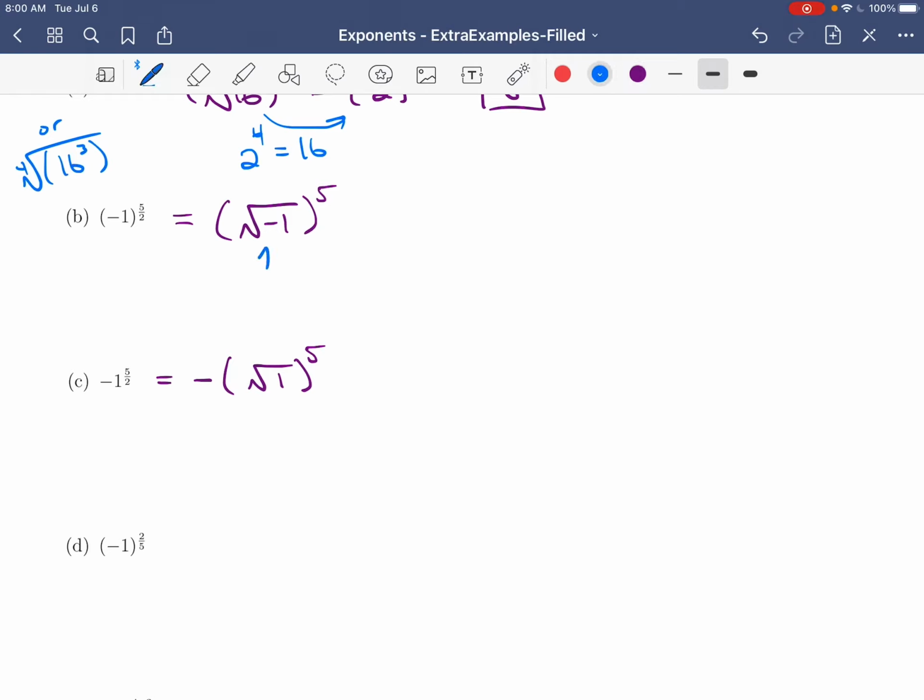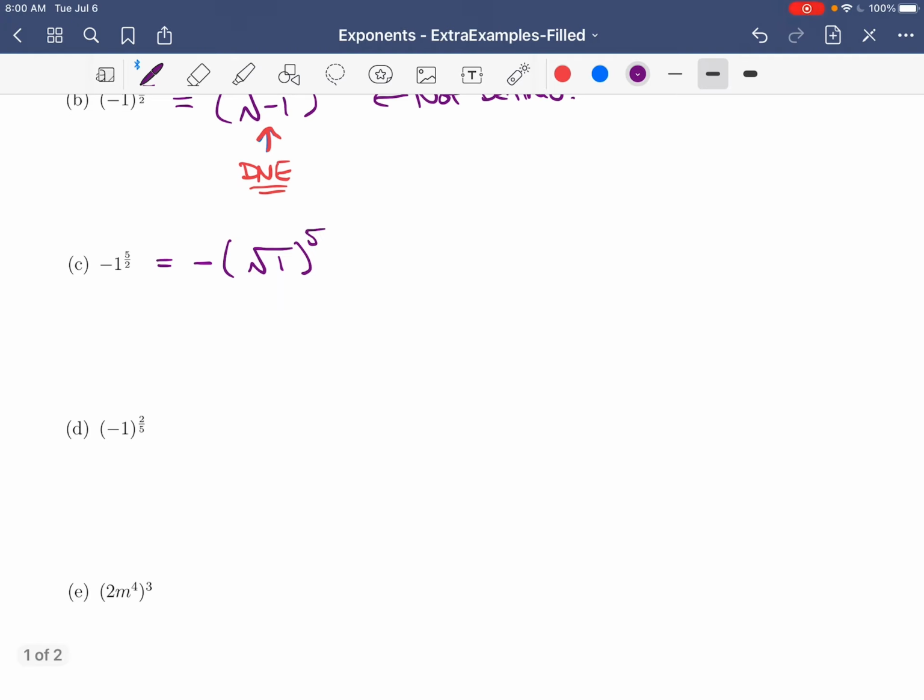Now immediately up here, maybe I should do this in pink. We get an issue because we all know that we can't take the square root of a negative number. So that means that the inside is not defined, so the whole thing is not defined. So this one is actually not defined. Whereas down here the negative's on the outside, so that's fine. Square root of 1 is just 1, and 1 to the 5th is just 1, so I have the negative on the outside. So I get an answer of negative 1.